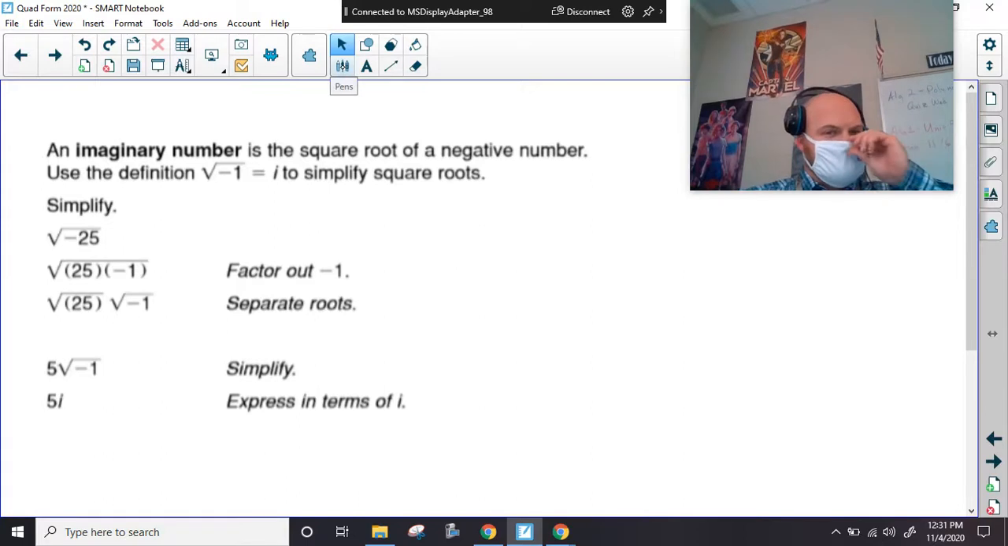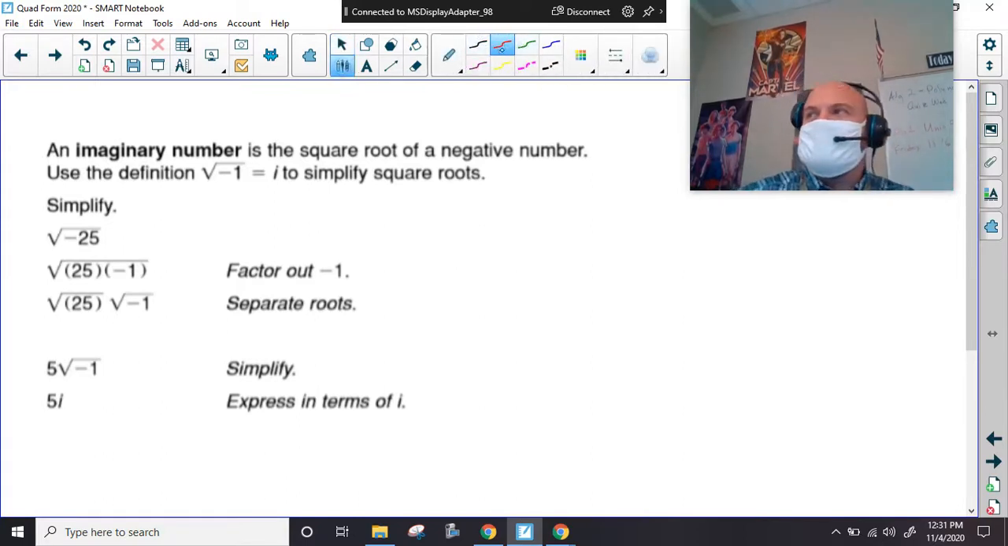Okay. So, if we had the square root of 25, that's basically the square root of 25 times the square root of negative 1. The square root of 25 is 5, and the square root of negative 1 is i. And that works for a couple of different things.